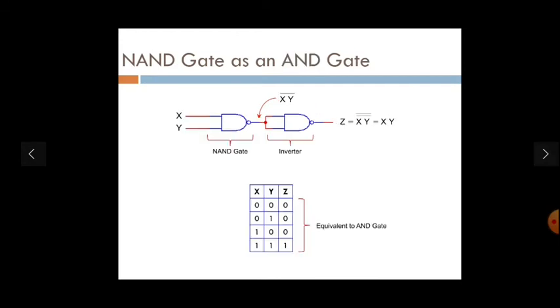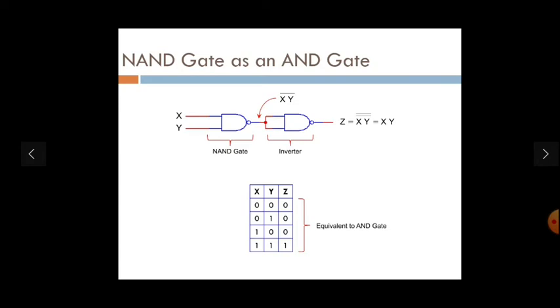See here NAND gate as an AND gate. To become an AND gate, see the symbol as well as the truth table of this circuit. AND gate is realized by inverting the output of the NAND gate, which is shown in the figure. Okay, and the truth table of this circuit, see, it is exactly equal to AND gate.